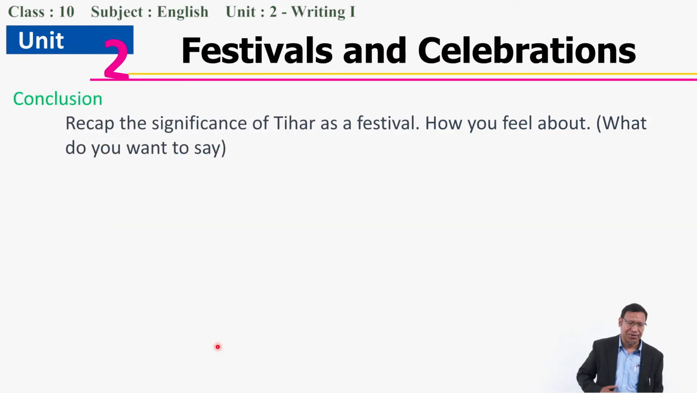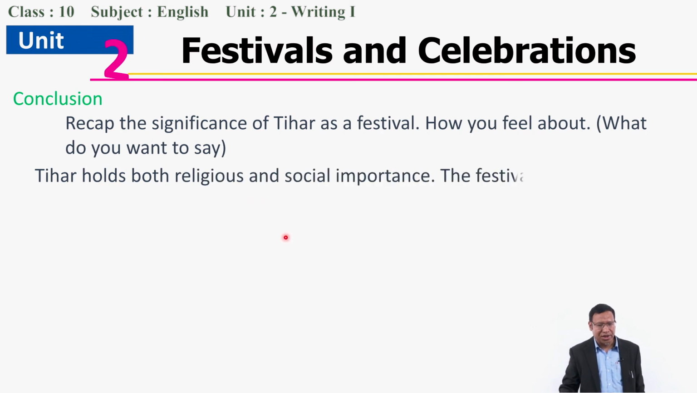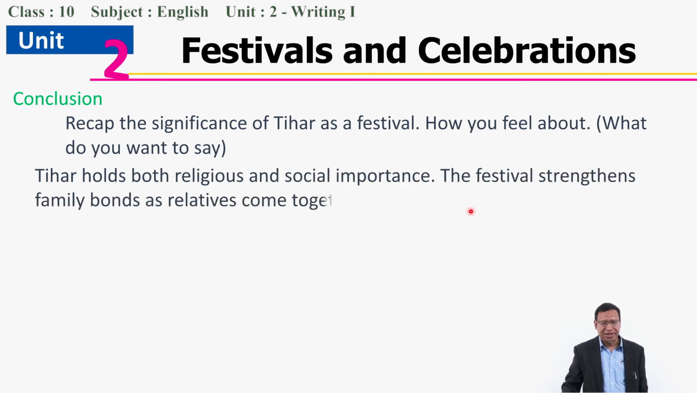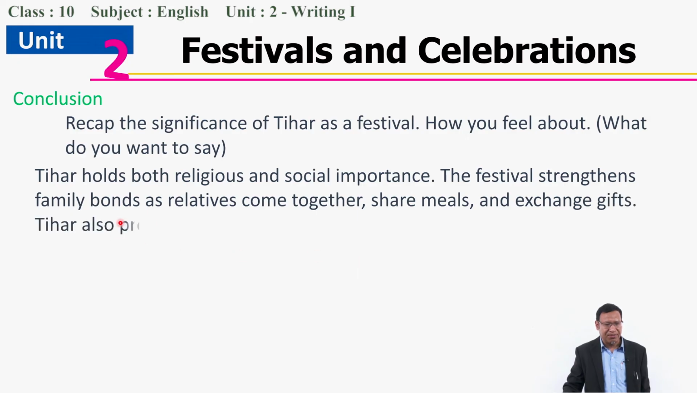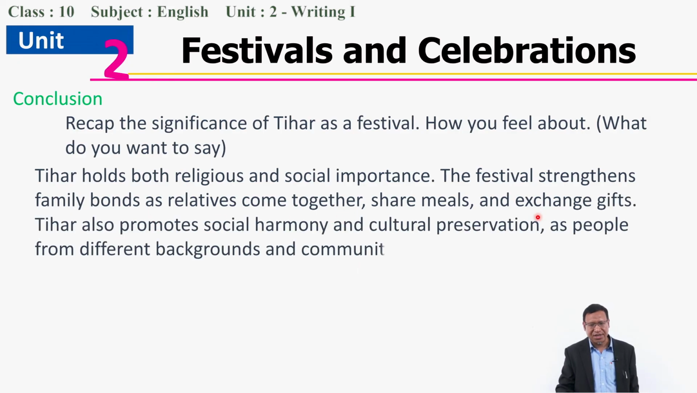So we have the conclusion finally. What is a conclusion? In the conclusion, you recap the significance of Tihar as a festival. You just give a short, sweet summary of why it is significant and how you feel about it, what you want to say. Let's say, for example, you say Tihar holds both religious and social importance.